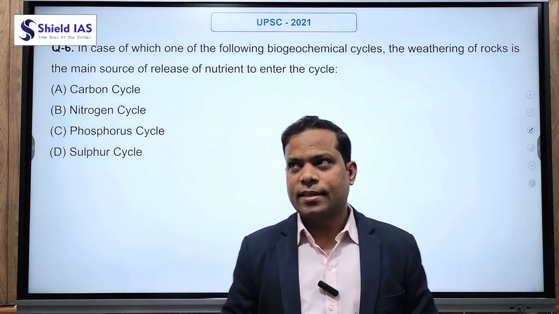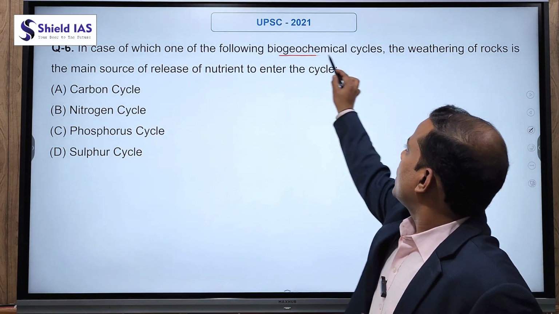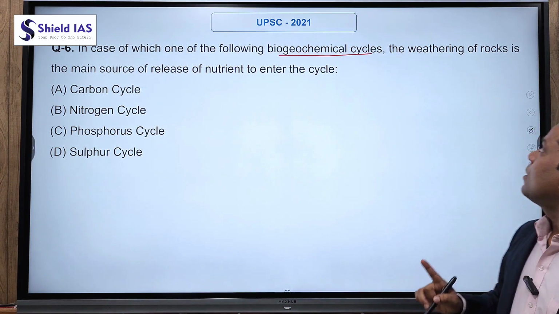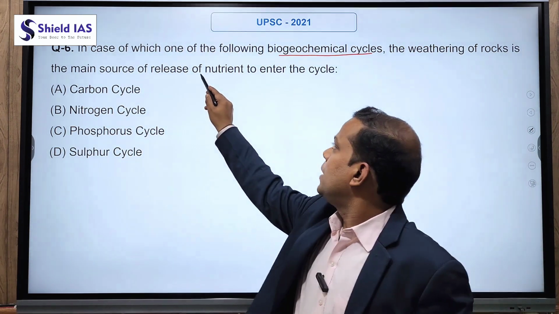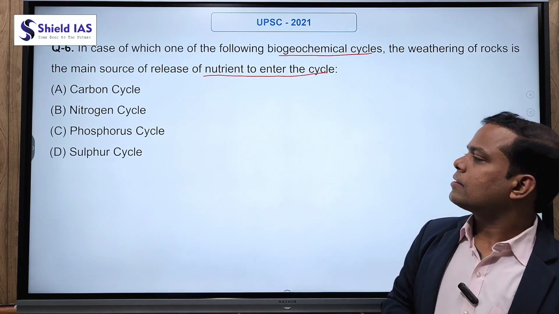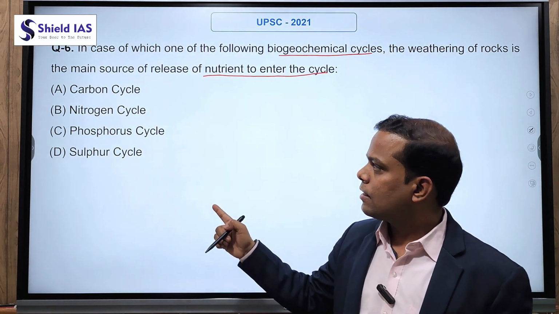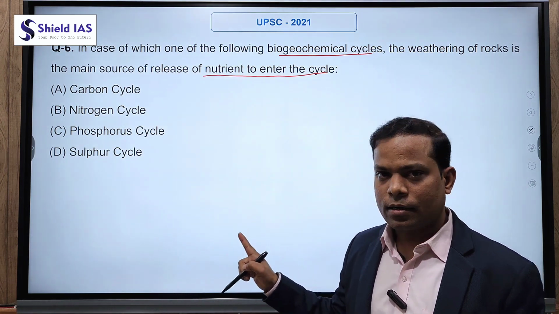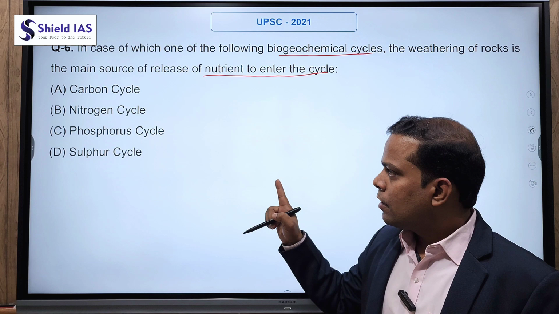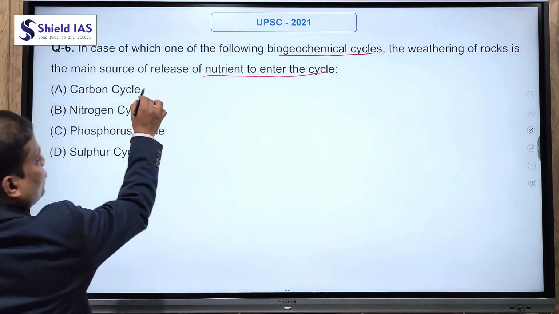Now question 6 says that in case of which one of the following biogeochemical cycles, the weathering of rocks is the main source of release of nutrients to enter the cycle. So in environment class we have discussed these 4 cycles, that is carbon cycle, nitrogen cycle, phosphorus cycle and sulfur cycle. Out of 4, carbon cycle and nitrogen cycle both are gaseous cycles.